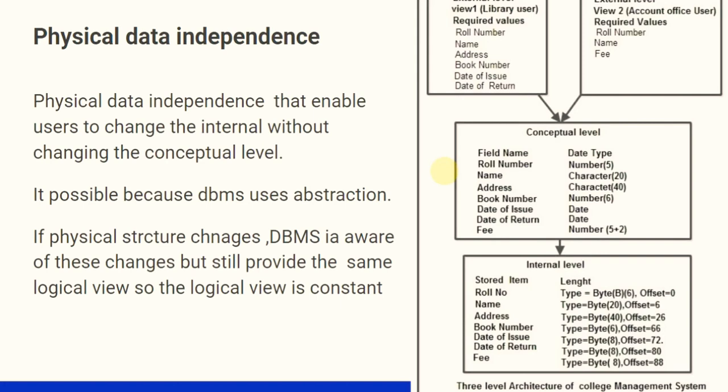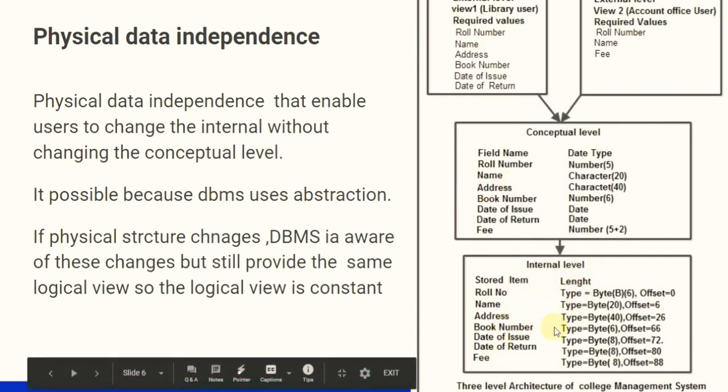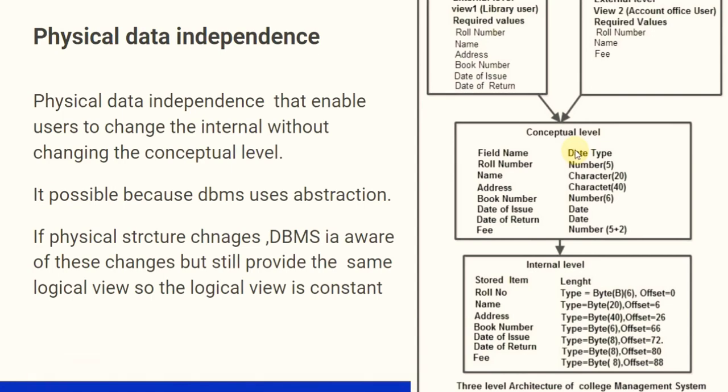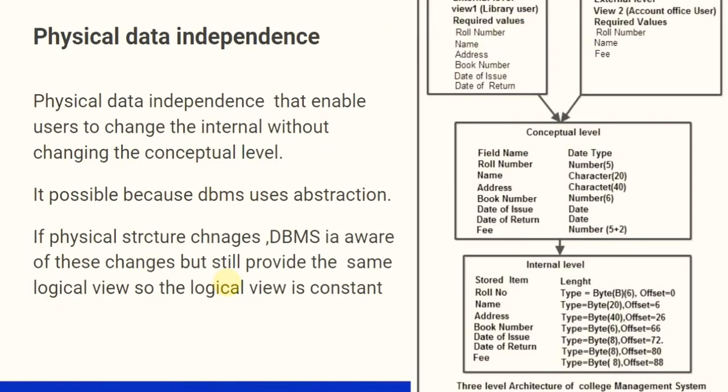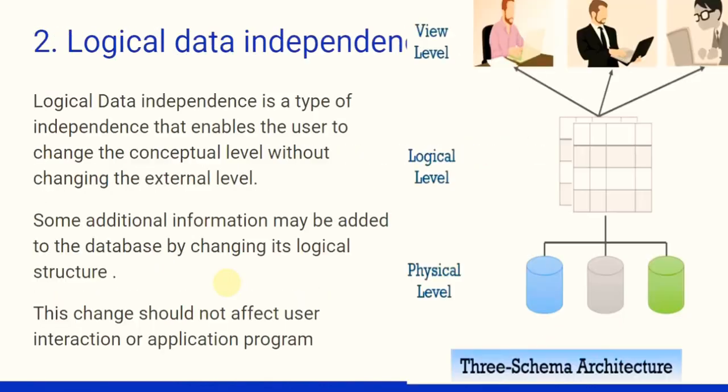If a physical structure changes, DBMS is aware of these changes but still provides the same logical view, so the logical view is constant. For example, if I want to change something here, it will not affect my conceptual level. What do I change at the physical level? Changing file organization or storage structure, using different storage devices, modifying indexes, changing the access method. These changes may occur in the physical level, and they will not affect the conceptual level. That is the advantage of data independence.